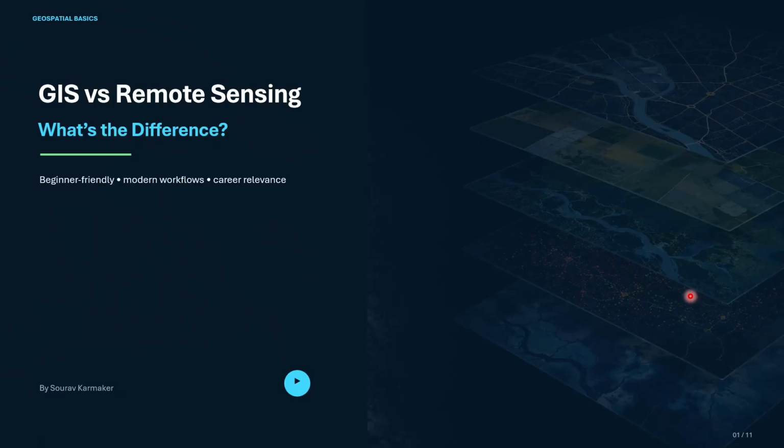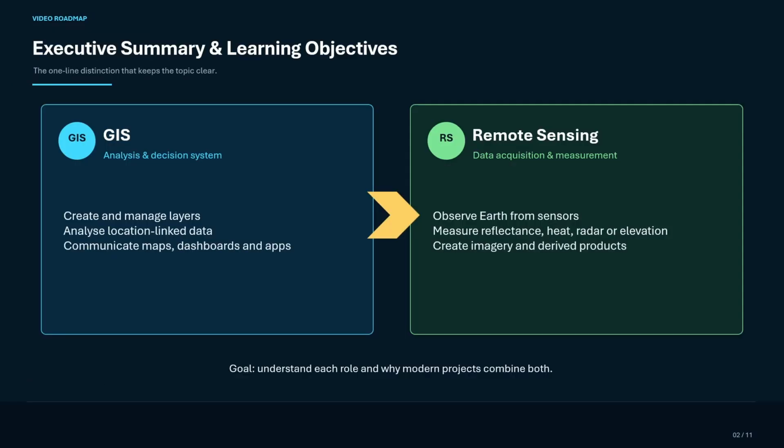In today's video, we will clear up one of the most common confusions in geospatial science, GIS versus remote sensing. Many beginners think they are the same thing because both use maps, satellite images, and location data, but they play different roles. Remote sensing mainly observes and measures the Earth from a distance. GIS mainly organizes, analyzes, and communicates geographic information so that people can make decisions. By the end of this video, you will understand the difference clearly and also see why modern projects usually combine both.